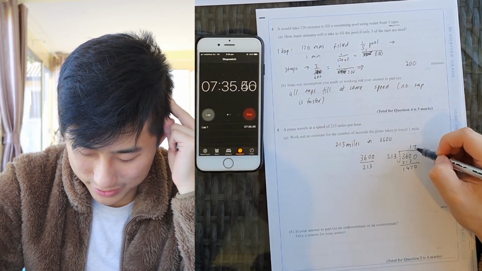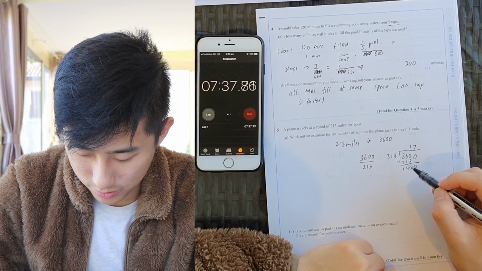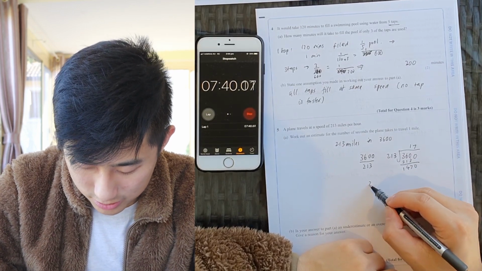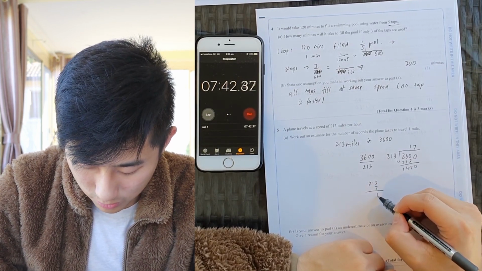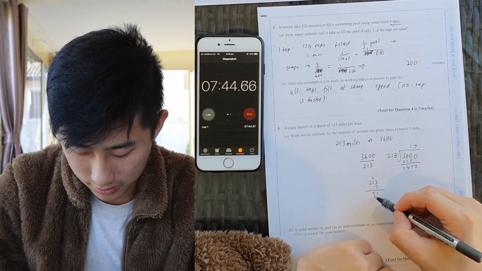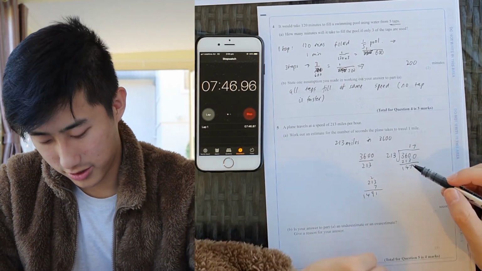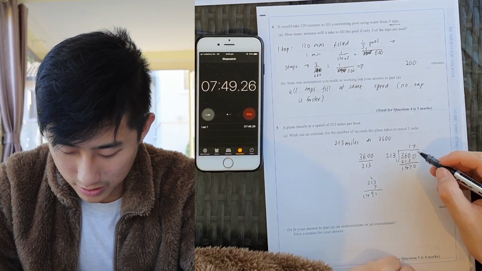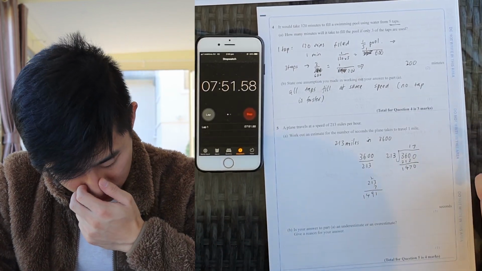So that seems about 17 seconds, right? Because 2 times 7 is 14. Let's just double check. 213 times 7, 1, 2, 7, 9, 14, 91. Okay, so just under 17 seconds. But it is very close.